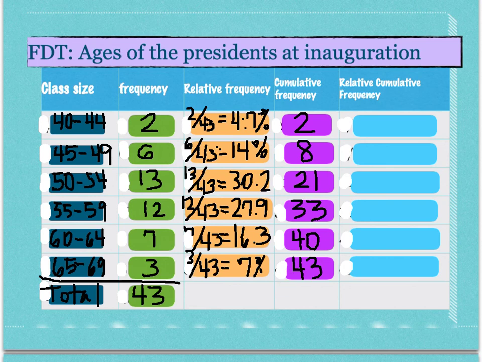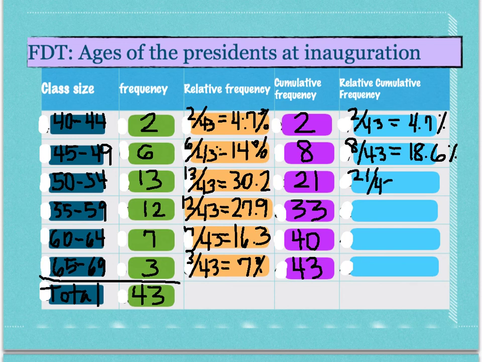Alright, so now for the last column, relative cumulative frequency, you're just going to take the cumulative frequency in this column and make it into a percent for this column. So the first one is 2 over 43 times 100, which is 4.7%. Following that, we're going to have 8 over 43 times 100, which is 18.6%. Next, we have 21 out of 43 times 100, which is 48.8%.